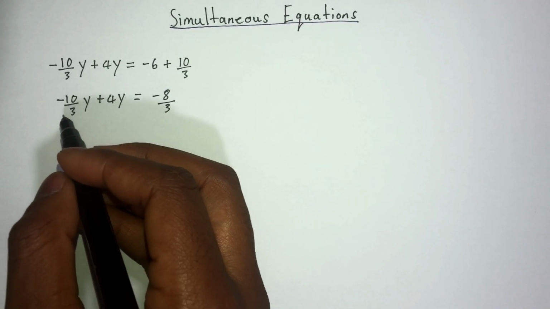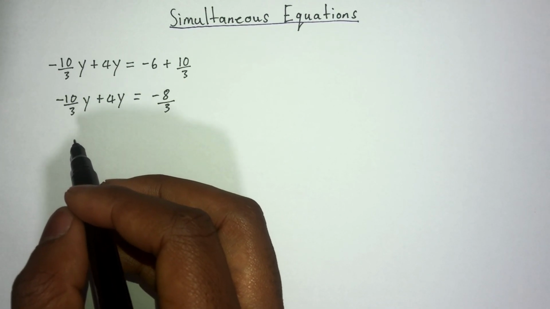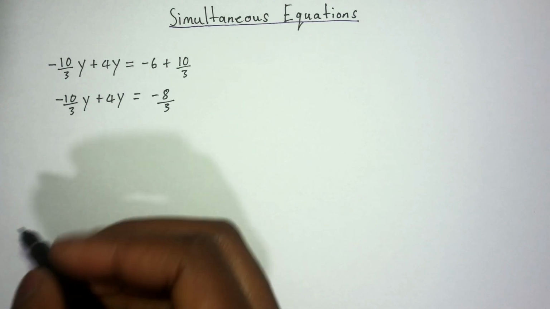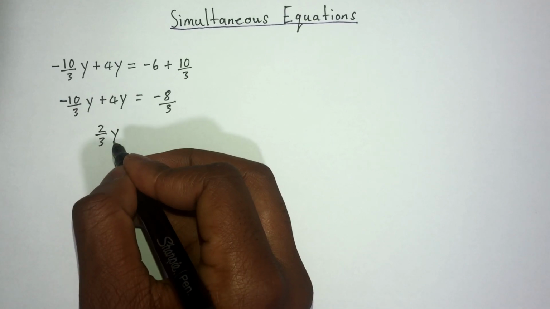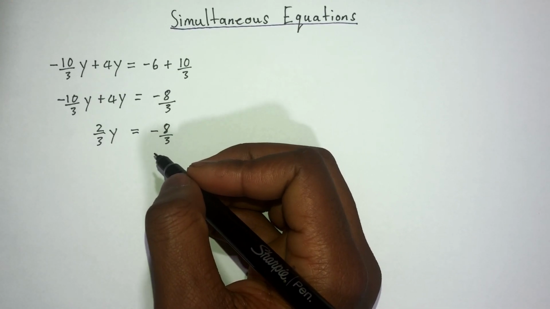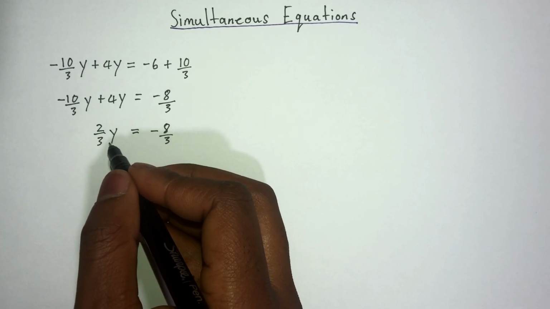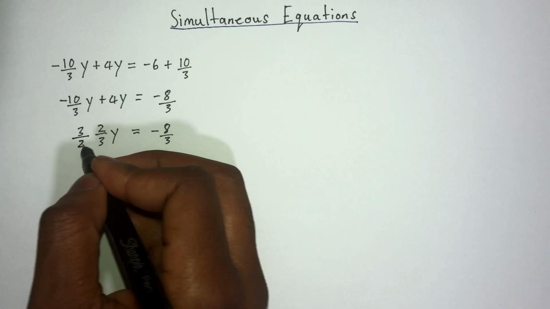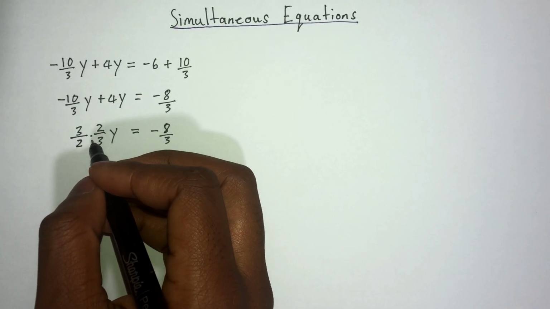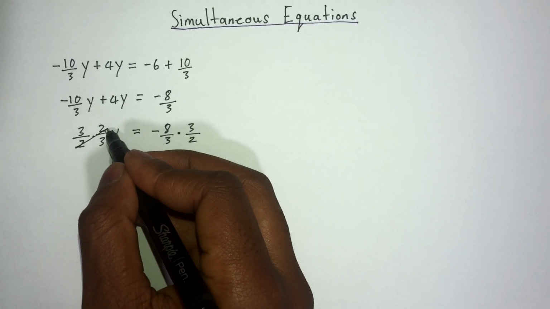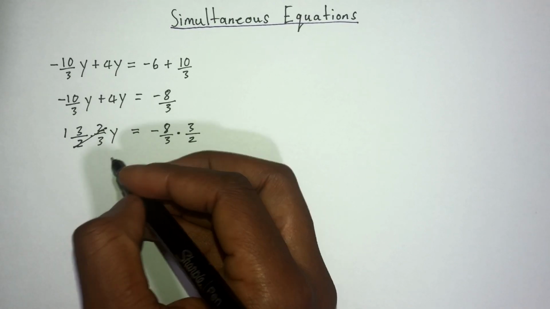Now we have negative 10 over 3y plus 4y, and this leaves us with 2/3 y. So 2 over 3y equals negative 8 over 3. And we need to remove this 2/3 from this side. So to remove it, we'll have to divide by 2/3. And whatever we do on this side of the equation, we also have to do it on the other side. So any number into itself is 1. So we have 1 times y gives us y.